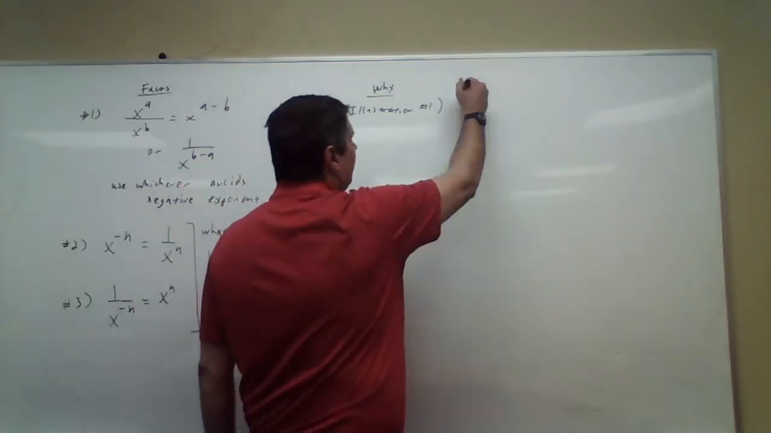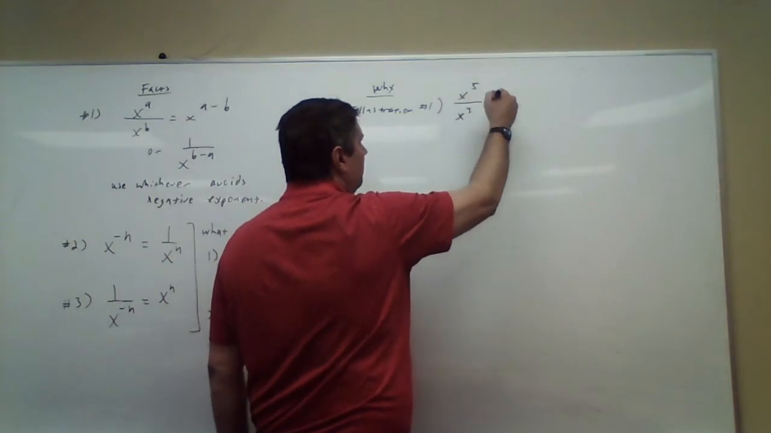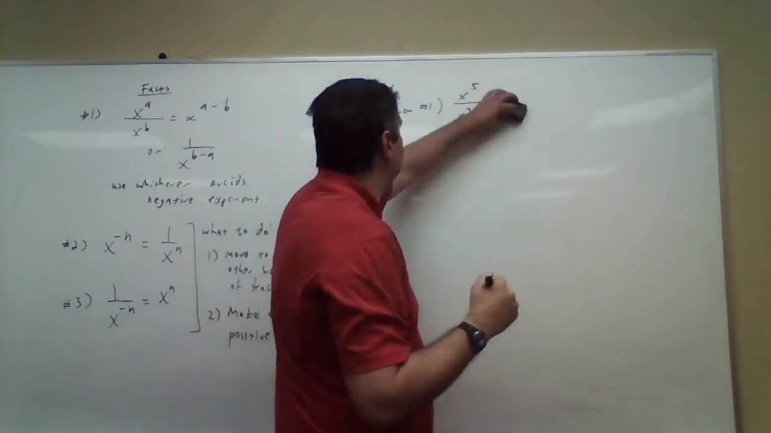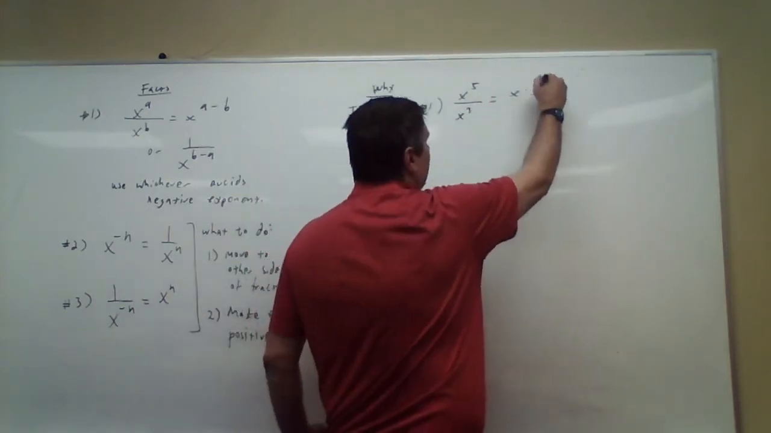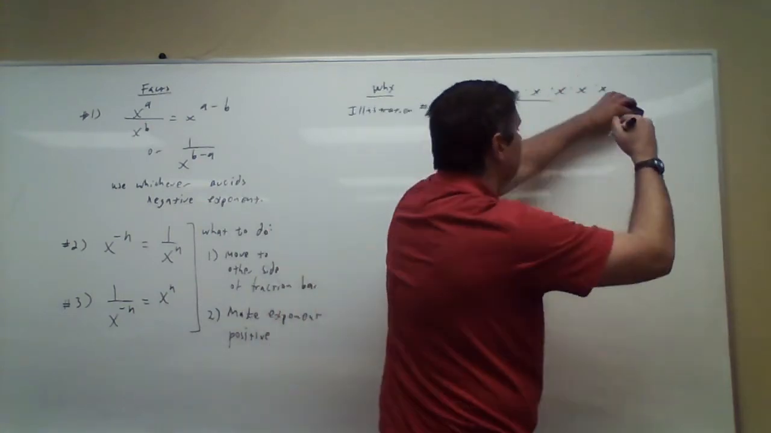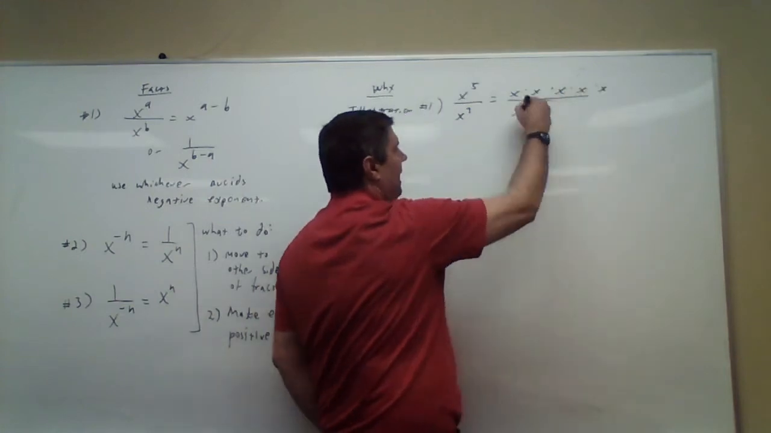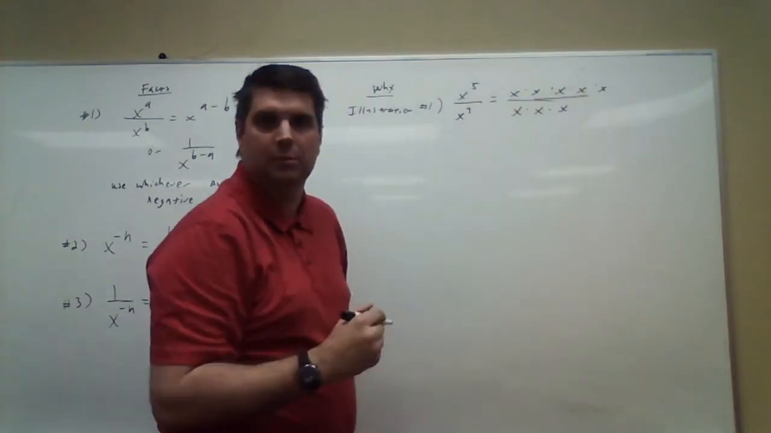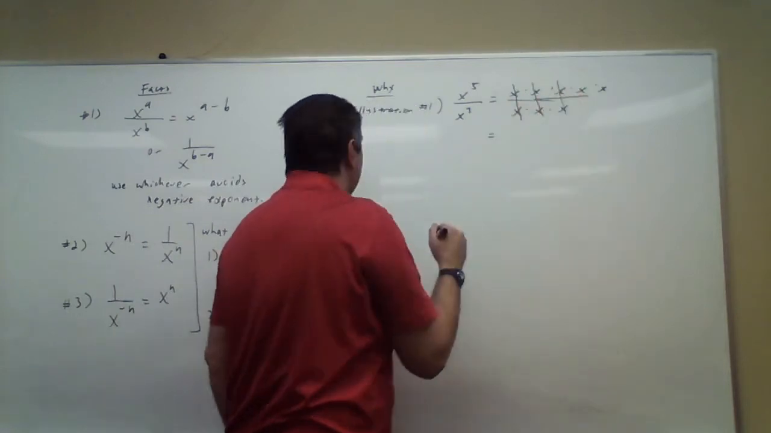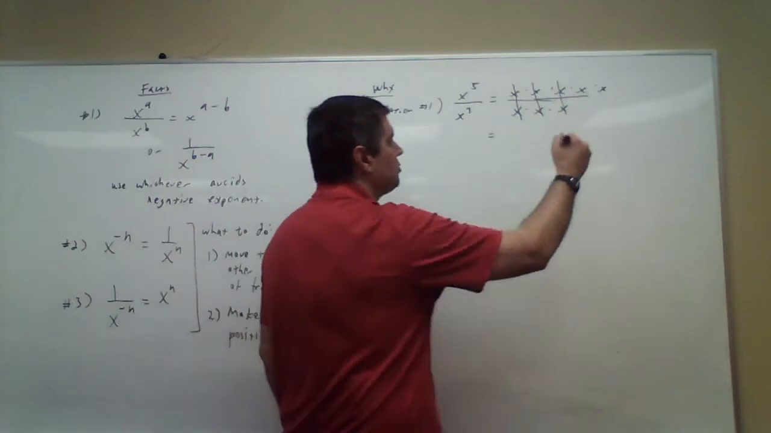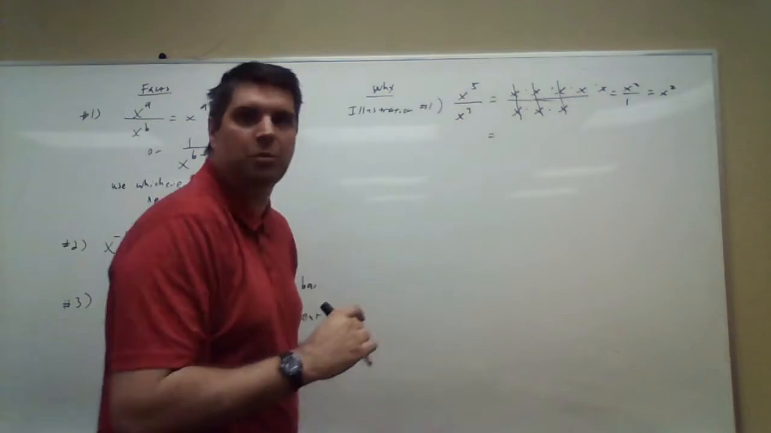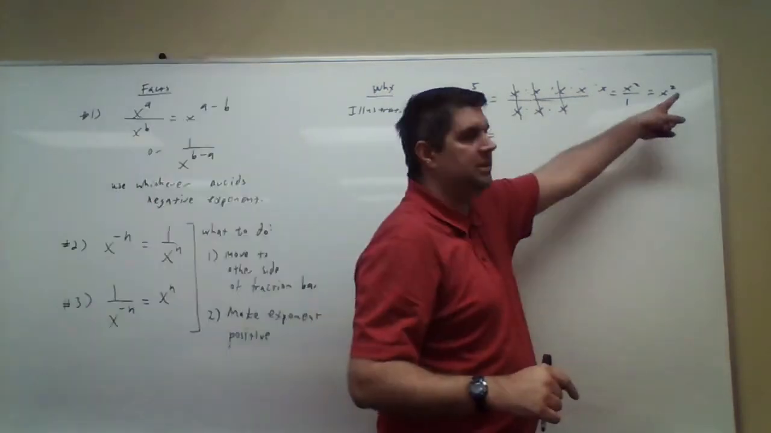Let me take x to the fifth, and I will divide it by x cubed. This would be equivalent to x times x times x times x times x over x times x times x. And these would cancel. Notice that this is actually going to be x squared over 1, because everything canceled down here. X squared divided by 1 is just x squared.